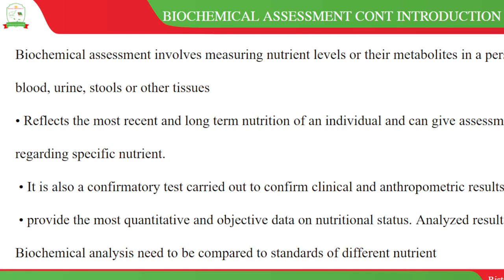So for instance, if you want to measure glucose, it is already a metabolite, something that has been synthesized into its simplest form. So it's no longer a nutrient. The nutrient is a carbohydrate, but the final thing is glucose. So you measure either the nutrient itself or the metabolites in a person's blood, urine, stool, and other tissues.